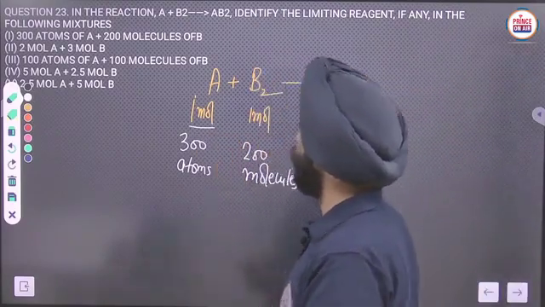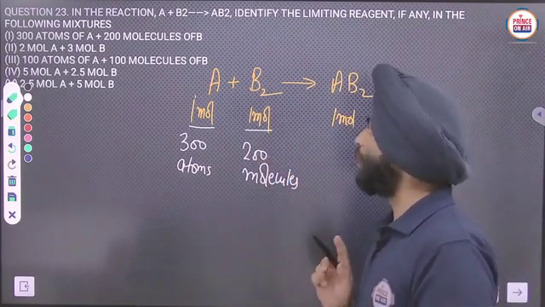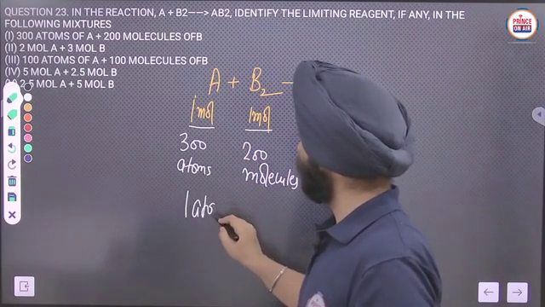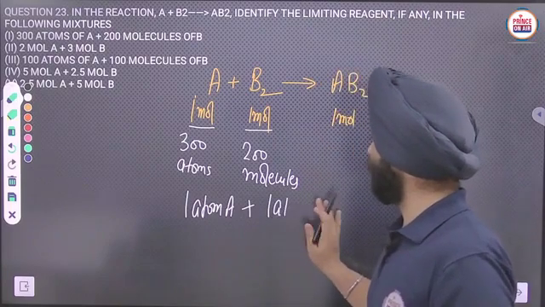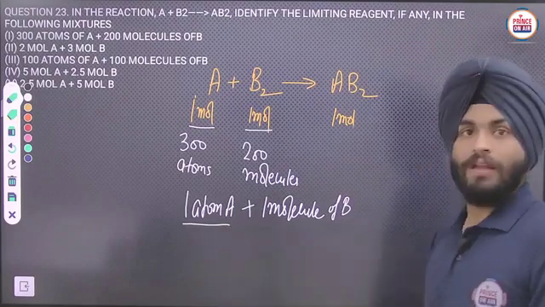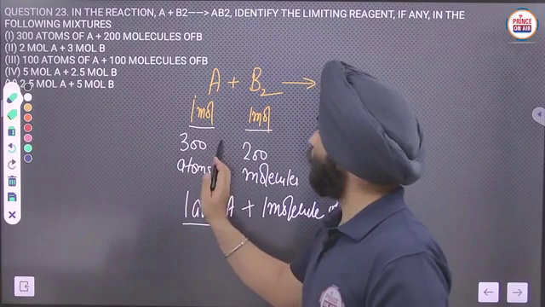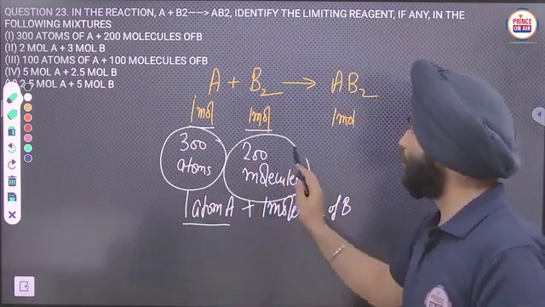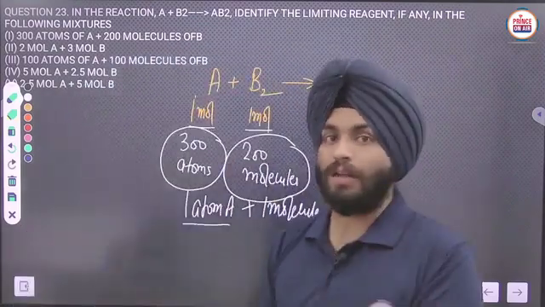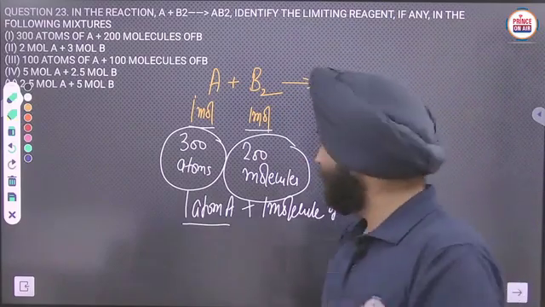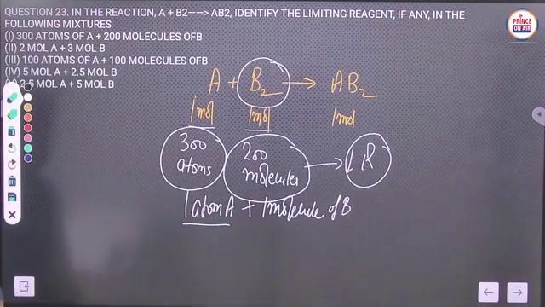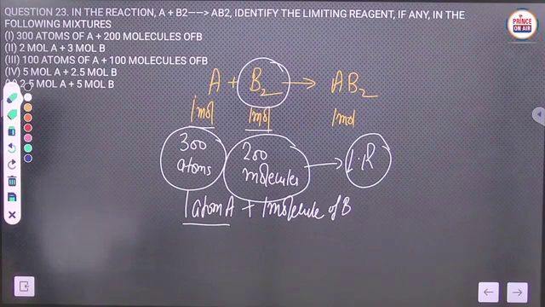Here also 1 mole of atoms of A is required, and here 1 mole of molecules is required. Clear? So in that way, if we have one atom of A reacting with one molecule of B, for one atom of A there will be a requirement of one molecule of B. For 300 atoms of A there will be the requirement of 300 molecules of B, but we are having 200 molecules. So the particles which are in lesser or limited amount are considered to be the limiting reagent. So here B will be the limiting reagent. Okay, in the first part B will be the limiting reagent. Clear?